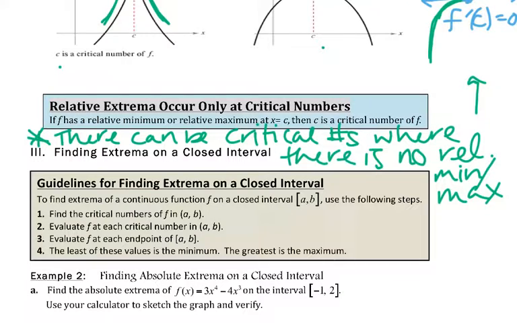All right, for the next example for guidelines on finding extrema in a closed interval, you can move on to the next video.